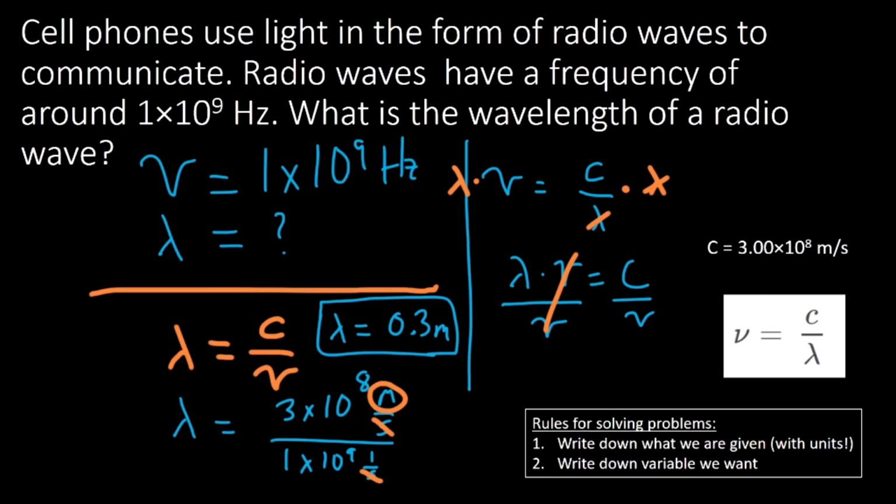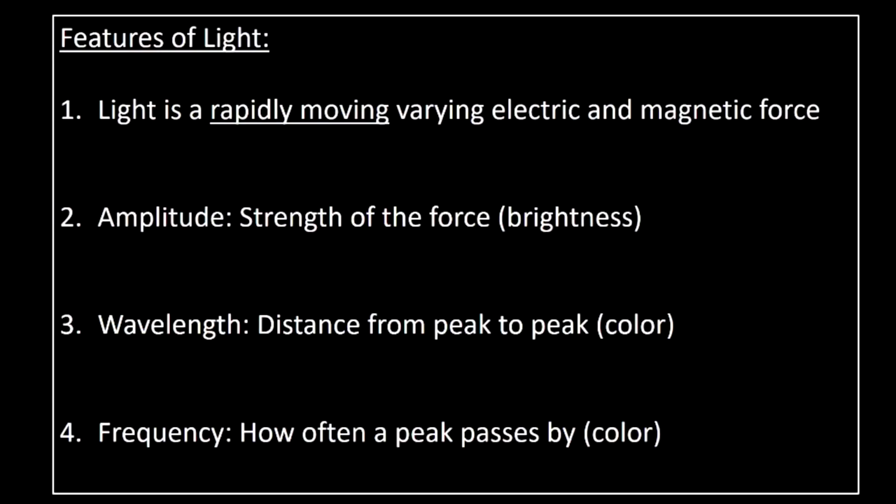Okay, let's sum up. Here's what we've learned about light. Light is a rapidly moving, varying electric and magnetic force. So this is where our speed of light comes in. So that's c. And it's varying like all waves. What's varying or oscillating is the electric and magnetic field. It has an amplitude, which we symbolize with an A, that tells us the brightness.